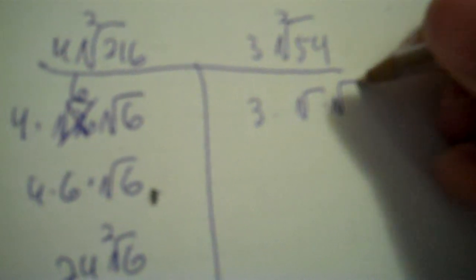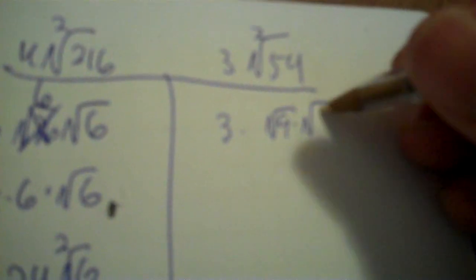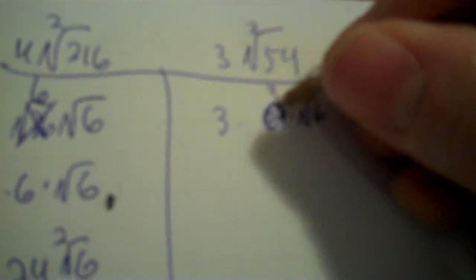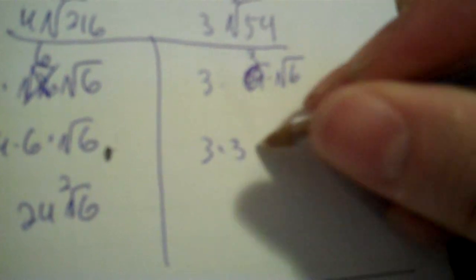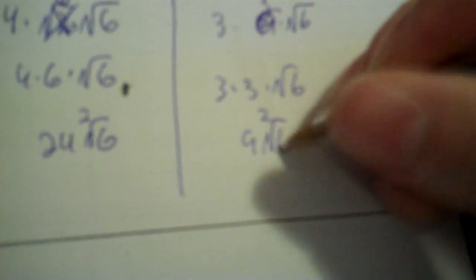Plus, now I drop my 3. 54, you'd start at 49. Eventually you would get up to 9. Remember, look at the 2 list, getting the 9 and 6. So this becomes 3, so we have 3 times the square root of 6. So it's going to be 9 square root 6. So I put my square root 6 down, and 24 plus 9 is 33.